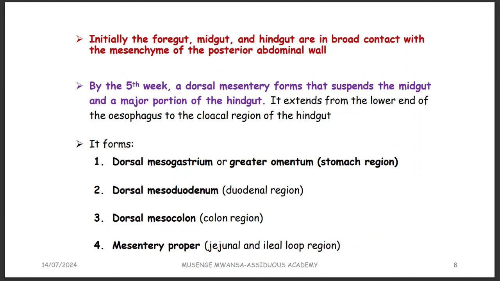Okay, and then the dorsal mesoduodenum also comes from the dorsal mesentery, the dorsal mesocolon, and then the mesentery proper. Mesentery proper is going to be holding the jejunum and the ileum. The dorsal mesocolon is basically holding the colon, the large intestines. And then I've got the dorsal mesoduodenum that is holding the duodenum. So these are the mesenteries that come from the dorsal mesentery.